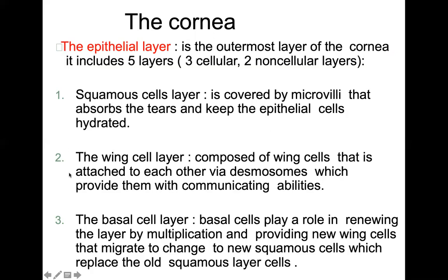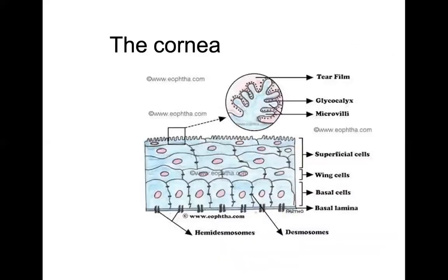Now, these are actually the specifics of the epithelial layer of the cornea. You have the squamous cell layer, okay, that absorbs the tears and keeps the epithelial cells hydrated. You have the wing cell layer that usually provides communicating abilities with some of the layers in the cornea, and the basal cell layer is responsible for cell renewal. So again, this is the outermost layer of the cornea, that's the epithelium. So these are the specific layers of the outermost layer, that is the epithelium.